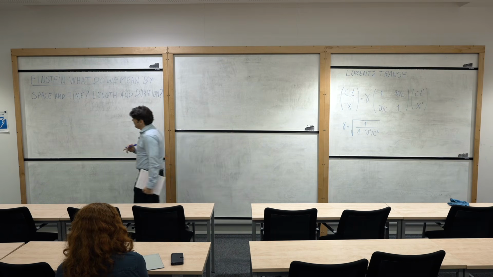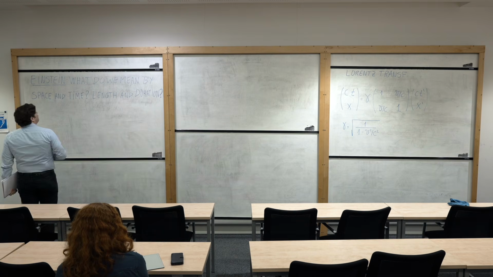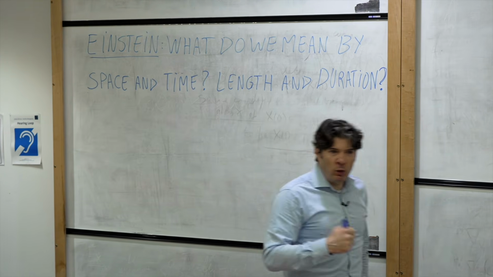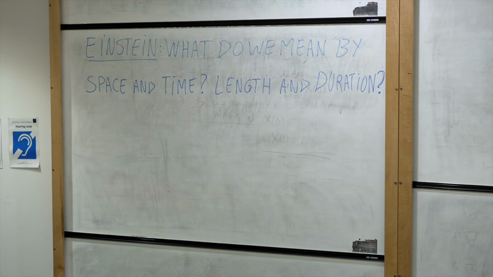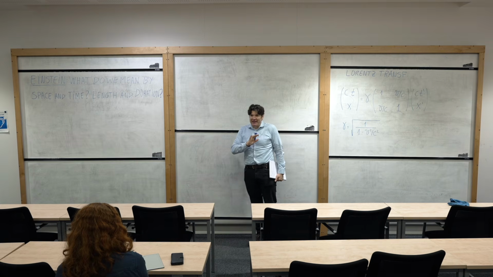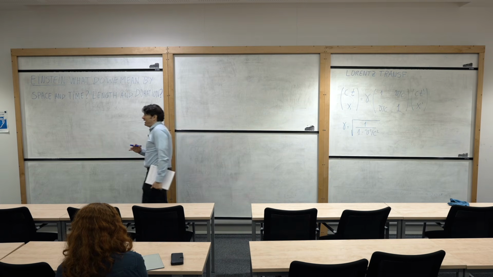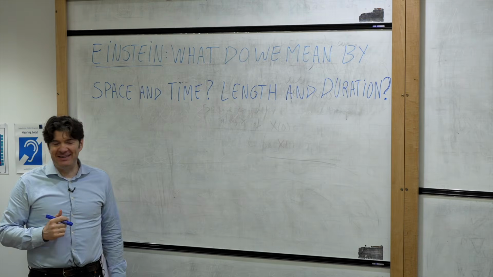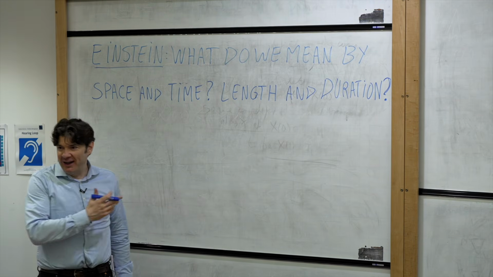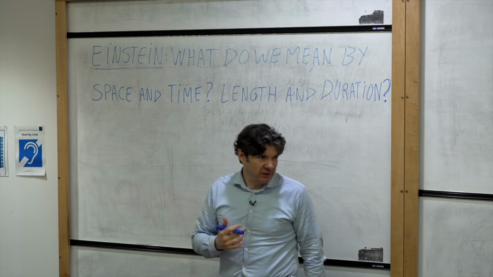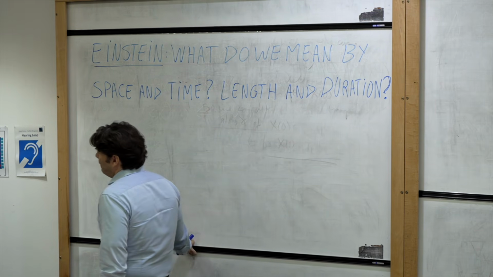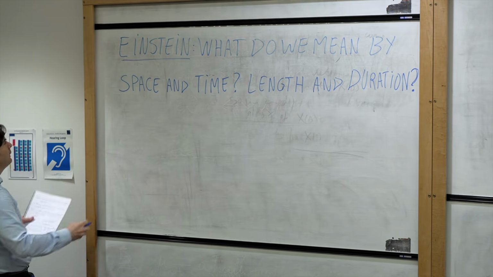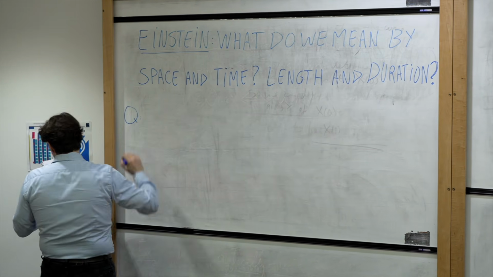So Albert Einstein asked himself, what do we mean by space and time? And in particular, what do we mean by length and duration? This, of course, is an incredibly deep question. And the fact that you can sit down and try to answer this question is quite remarkable. Someone like only Einstein could do this, okay? A more precise way to put this question was the following.